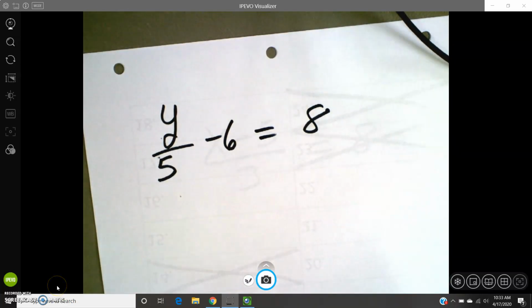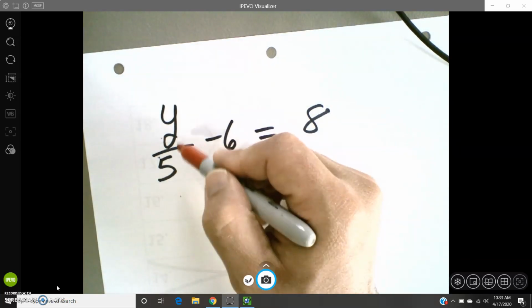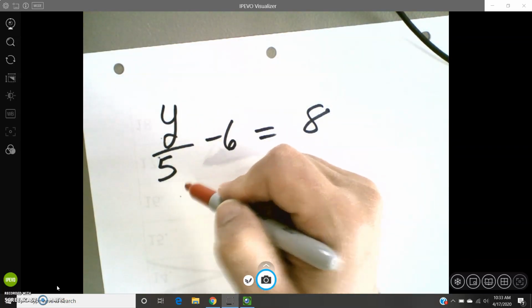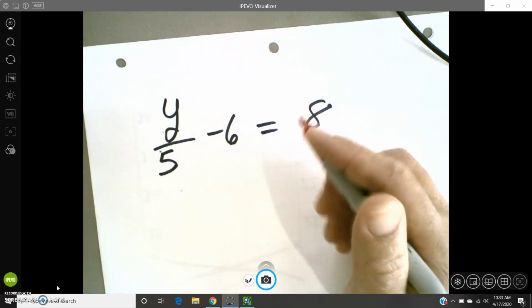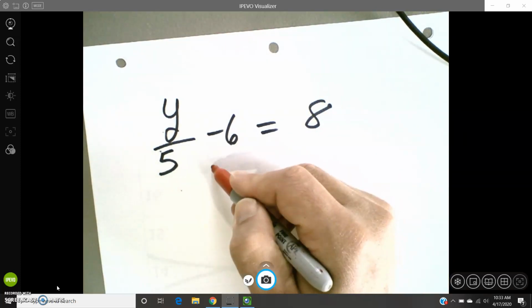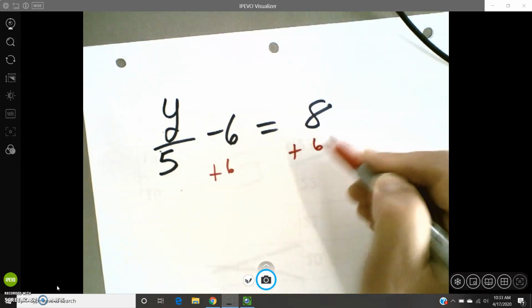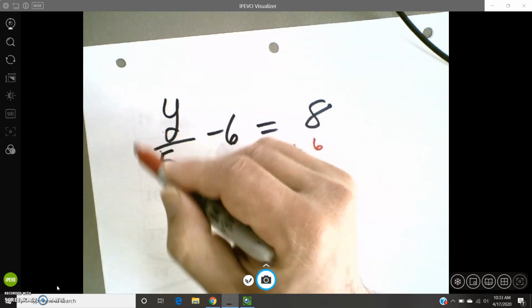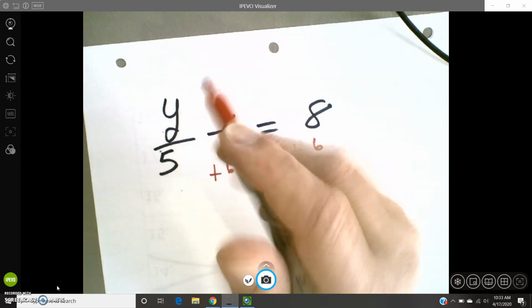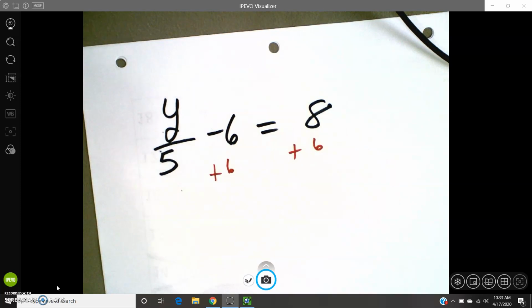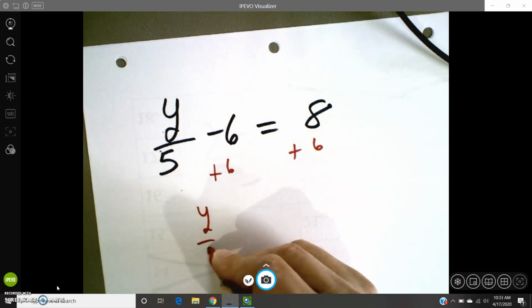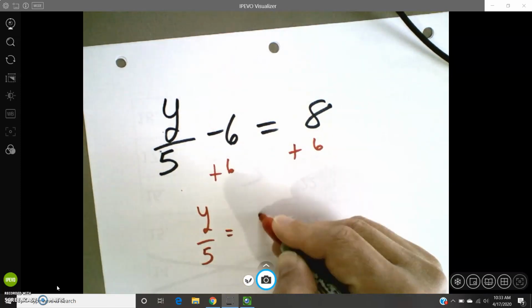Same idea here. This is 1/5 y. Y over 5 is how the problem has been presented to us. So in this problem, we want to add 6 to both sides. Notice that in all of these problems, we're kind of leaving this variable term alone until the last step. That leaves us with y over 5 equals 14.